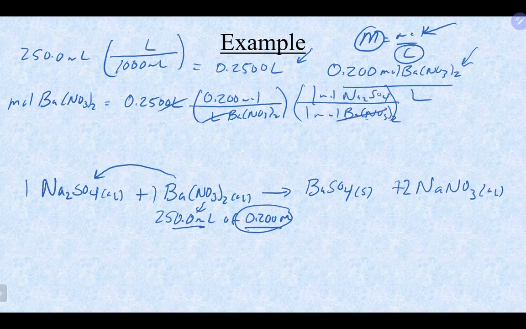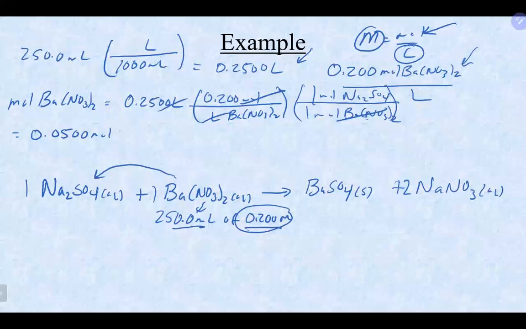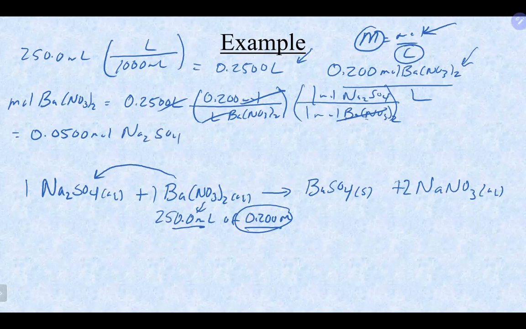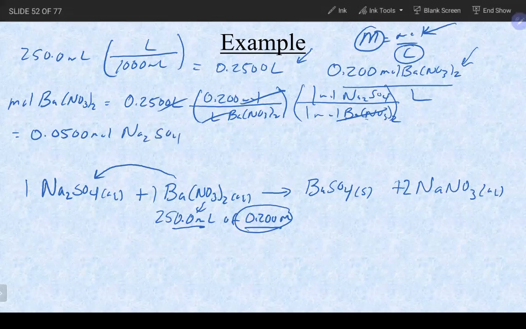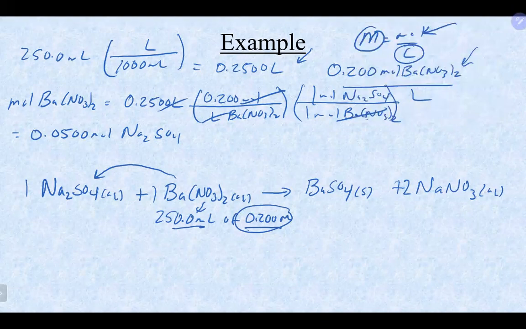The moles of barium nitrate will cancel, and that will leave me moles of my sodium sulfate, which if I get my answer will be 0.25 times 0.2, looks like 0.05 moles of sodium sulfate. First off, any questions so far? So really it is our steps that we've talked about previously. We have a balanced equation, we convert to moles, and we have our mole to mole relationship from the balanced equation. Any questions so far?